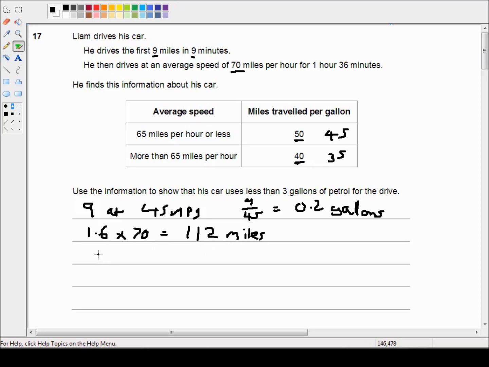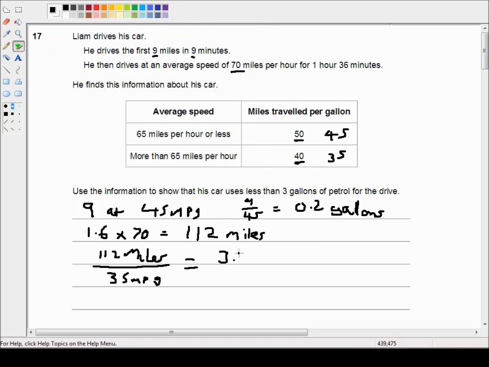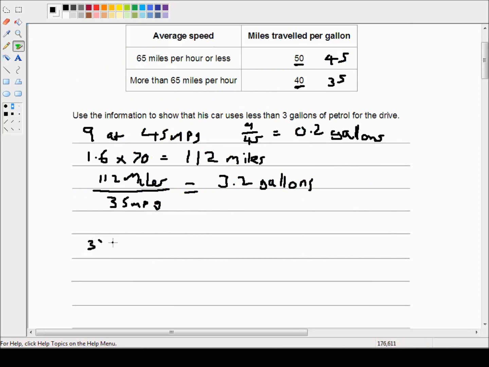So there is now 112 miles divided by 35 miles per gallon. And this I am going to need a calculator for. Okay, so I've got my calculator, so 112 divided by 35 is equal to 3.2 gallons. Now adding them up, we get 3.2 gallons plus 0.2 gallons is equal to 3.4 gallons.